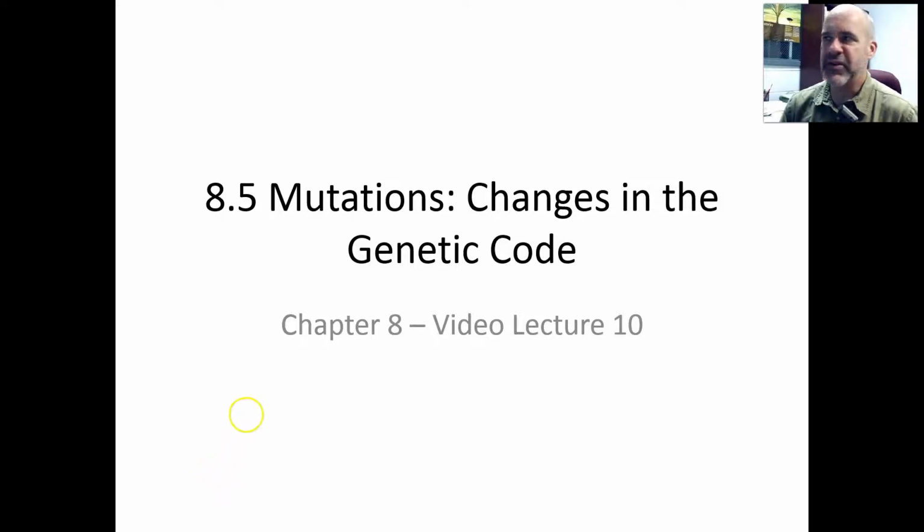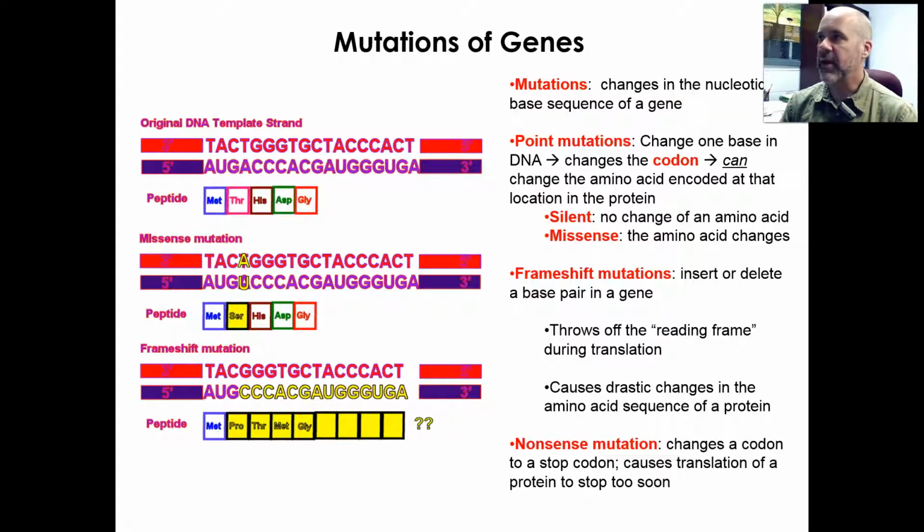The next topic for Chapter 8 will be on genetic mutations. So we talked about those horizontal gene transfer methods: transformation, conjugation, transduction. Those are methods by which bacterial cells specifically can change genetically through transfer of DNA from a donor cell to a recipient cell. There are different ways that can happen.